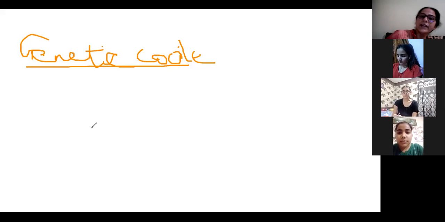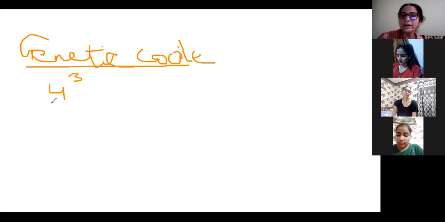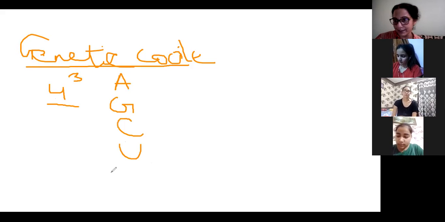George Gamow gave the rule 4 raised to power 3, which means there are 4 nitrogen bases: adenine, guanine, cytosine, and uracil. Because we are encoding information, we are looking forward from transcription to translation, where the genetic information will be expressed in the form of enzymes and proteins. So these are the nitrogen bases.